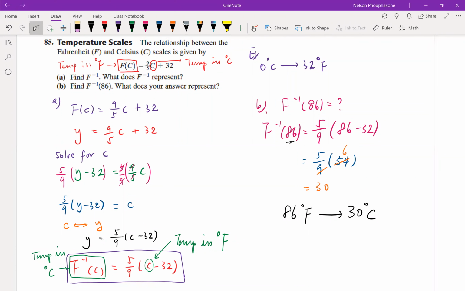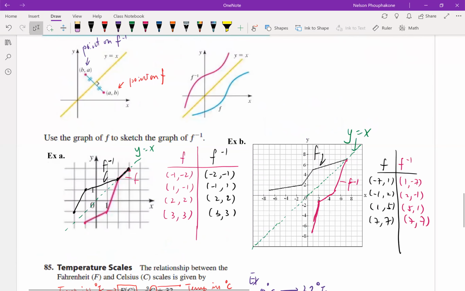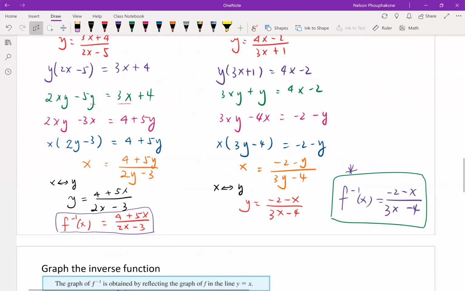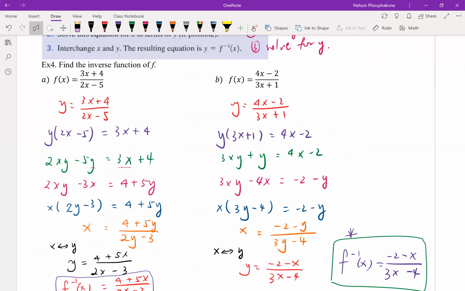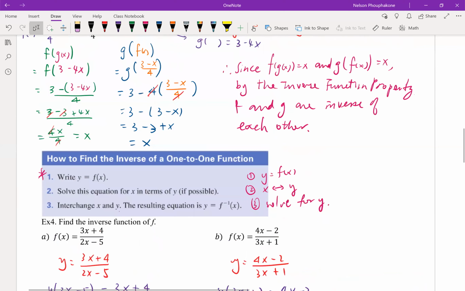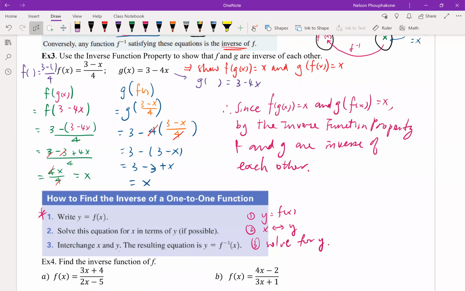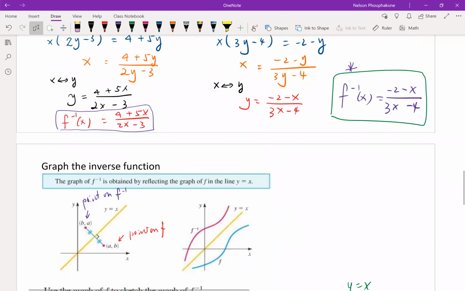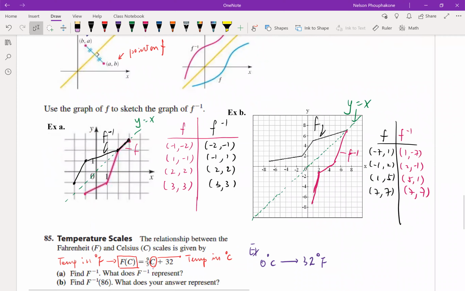So this is one application where we use the inverse function. In this section, we learned the technique of how to introduce the inverse function, and how to find the inverse of rational functions, or the linear function example as well. We also know how to graph the inverse functions. Thank you.